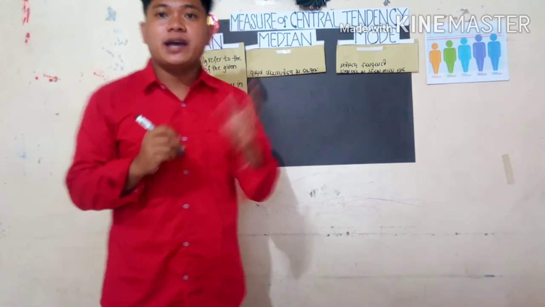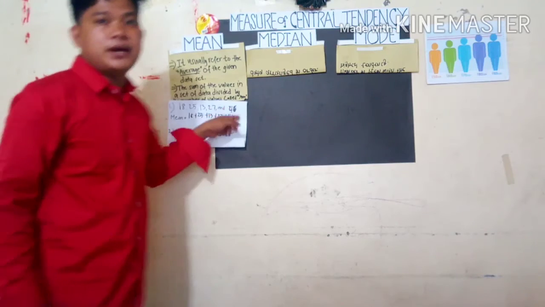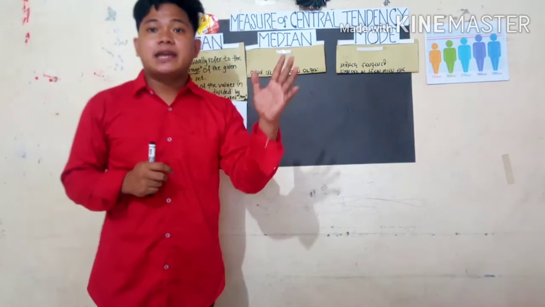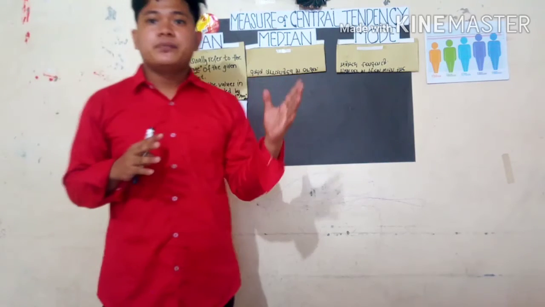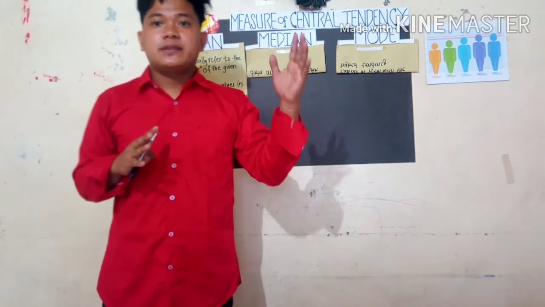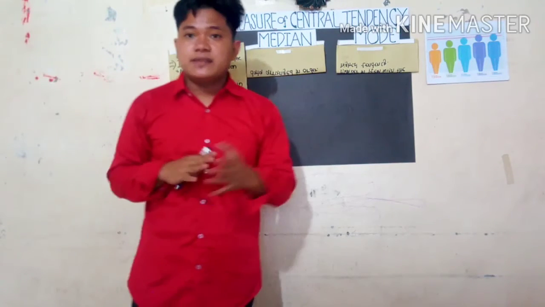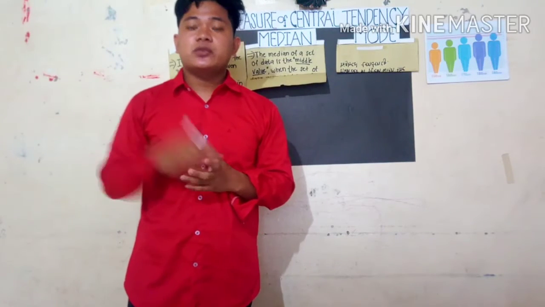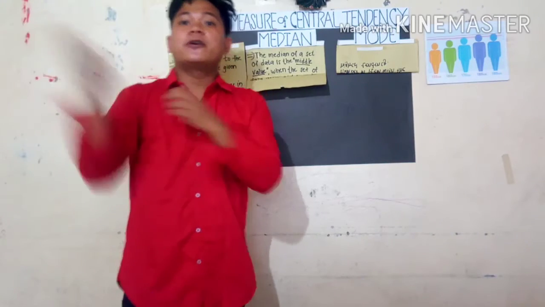And how many values do we have? 1, 2, 3, 4, and 5. Then 129 divided by 5. Then we have 25.8. And 25.8 is written in decimal form. Therefore, we're going to get the nearest tenth of 25.8. Therefore, we have 26. And 26 is our average or mean.